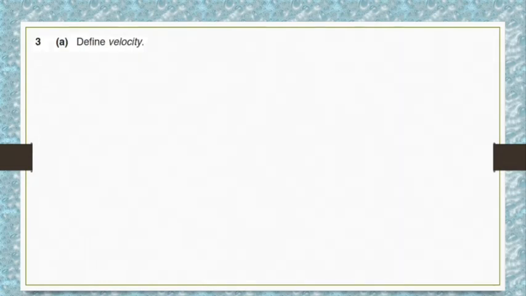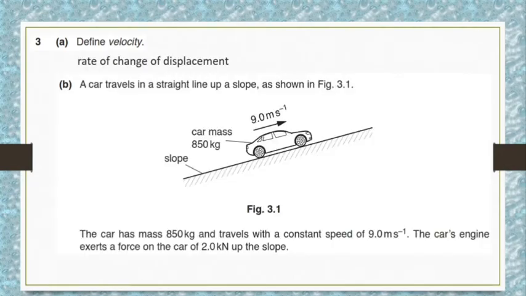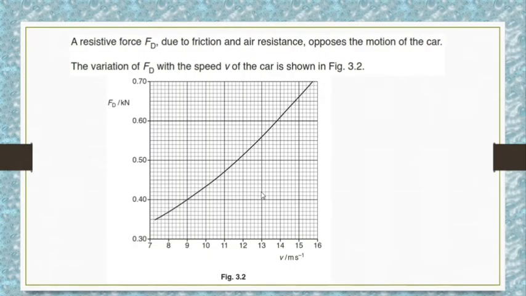Number 3a, define velocity. Velocity is the rate of change of displacement. B, a car travels in a straight line up a slope as shown in figure 3.1 here. The car has mass 850 kilograms and travels with a constant speed of 9 meters per second. The car's engine exerts a force on the car of 2000 newtons up the slope. The F is 2 kilonewtons, or 2000 newtons, the F of the engine.